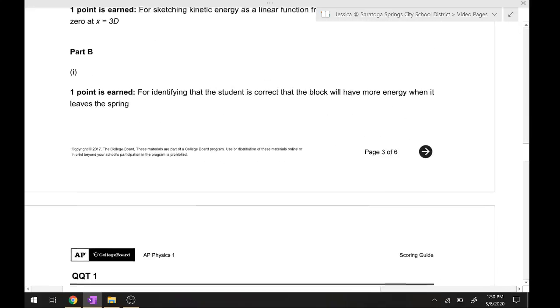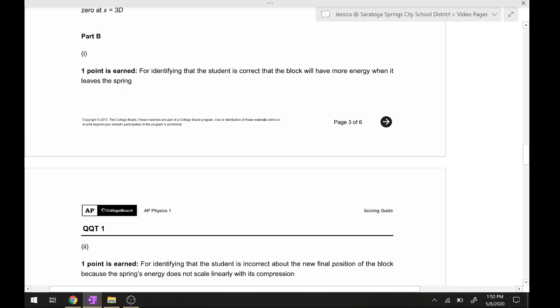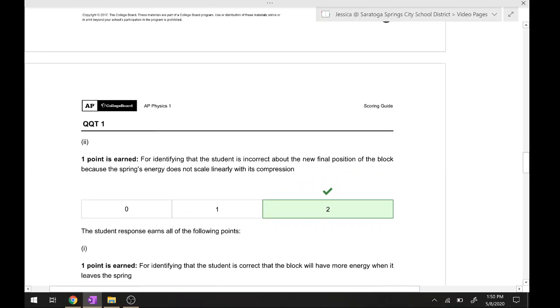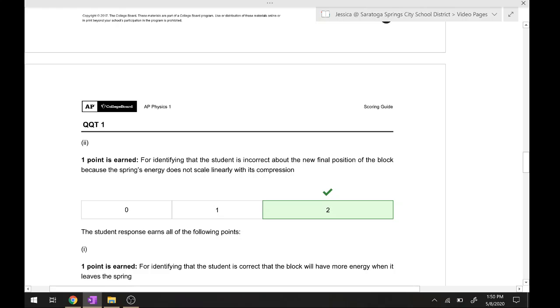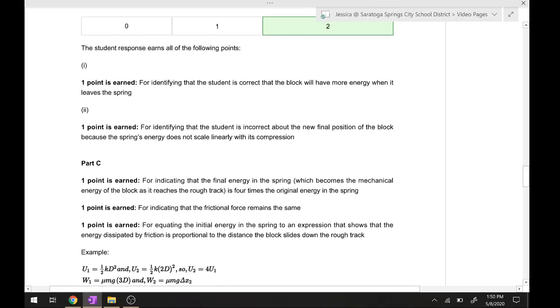Okay, so for part B, we get 1 point for identifying that the student is correct to say there will be more energy. I did that. I also said that it traveled more distance, but that's okay. And then for B2, I get a point for saying that the student's incorrect, that the final position doesn't scale linearly. So I went the other way. I said that final distance is a squared relationship instead of saying it is not linear. So I still get that point. Okay. Now for C.